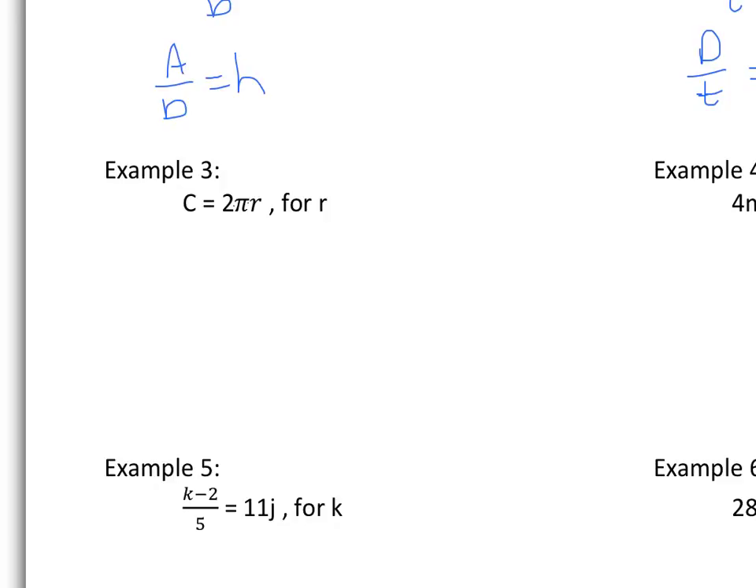So how do we undo that? Again, opposite of multiplication is division. So we'll divide both sides by what we don't want. And since everything is being multiplied, this actually can be done in one step. I can divide both sides by 2 pi, and that will give us R equals C over 2 pi, and that is the literal equation solved for R.